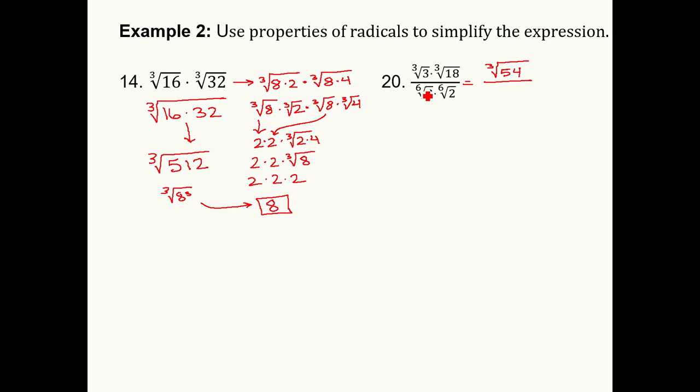And then in my denominator, I've got 6th roots. Well, the 6th root of 2 times another 6th root of 2. That is the 6th root of 4. I can multiply those 2's together under one of those radicals since they had the same index.